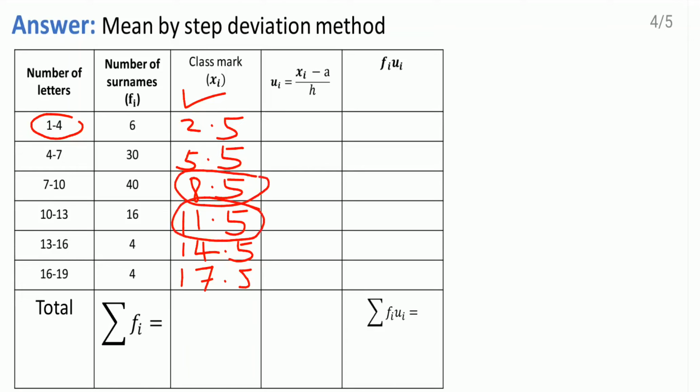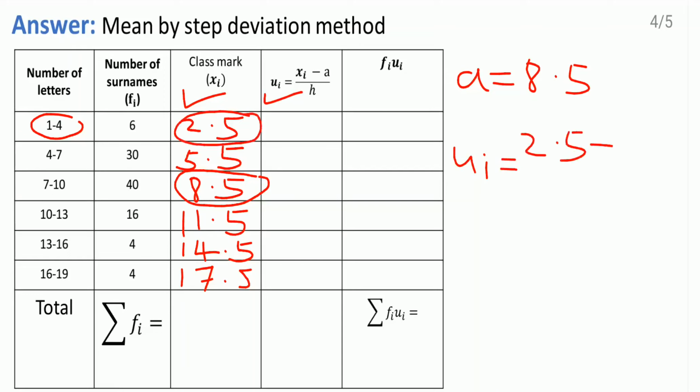Any one value you can assume as an assumed mean, right? So I'm going to take 8.5. So my A is equal to 8.5. Correct. Now look at this formula. For the step deviation method, you need to remember this formula, Ui. So this Ui is equal to (Xi minus A) divided by h, where Xi is 2.5, A is 8.5, and h means 3, which is the class size. We have seen that in the previous slide, right?